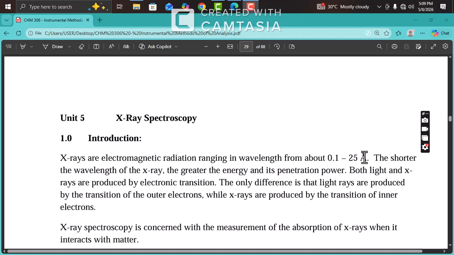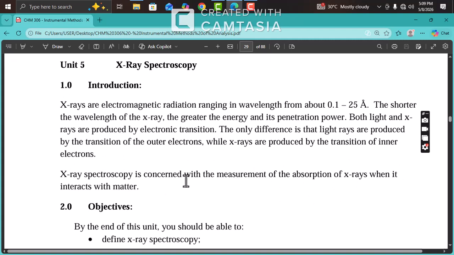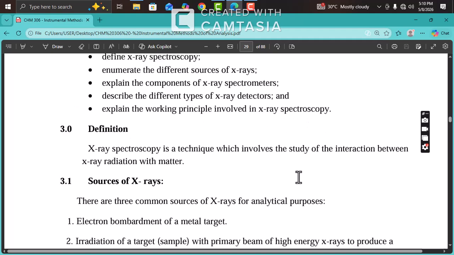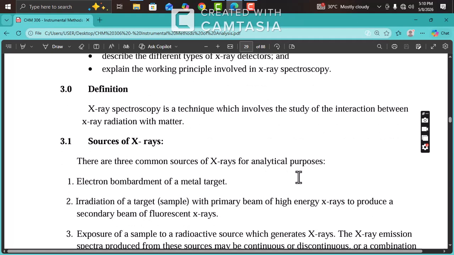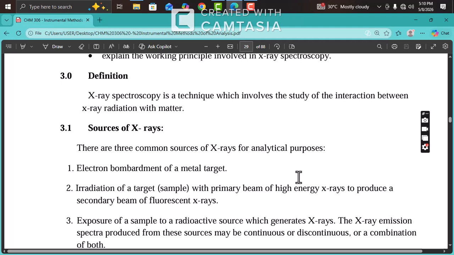Now, X-ray spectroscopy is concerned with the measurement of the absorption of X-rays when they interact with matter. So that's the introduction. You can skip the objectives. And then on to the definition. Like we said, X-ray spectroscopy is a technique which involves the study of the interaction between X-ray radiation with matter. Now to the sources of X-rays.